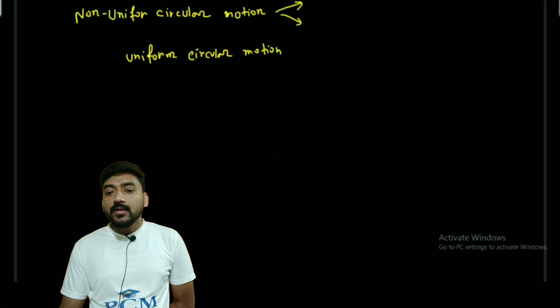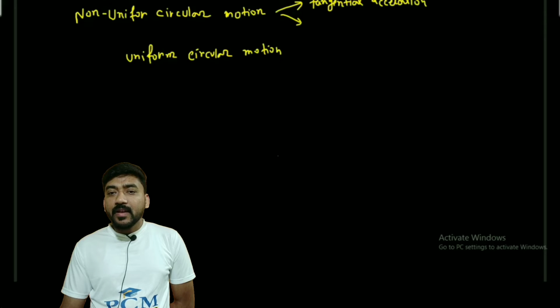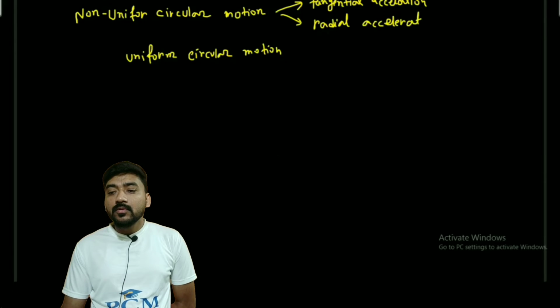For non-uniform circular motion, I have discussed that there are two kinds of acceleration. One is tangential acceleration, or sometimes it can be treated as transverse acceleration. Another is centripetal acceleration, or sometimes it can also be called radial acceleration, because it is along the radius. So these two kinds of accelerations are there for non-uniform circular motion.